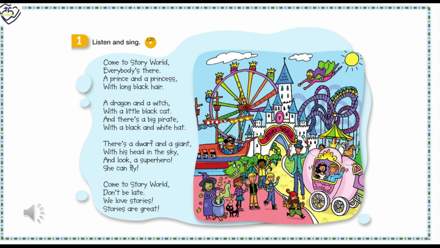Come to Story World, don't be late. Stories are great. Come to Story World, everybody's there. A prince and a princess with long black hair. A dragon and a witch with a little black cat. And there's a big pirate with a black and white hat. There's a dwarf and a giant with his head in the sky. And look, a superhero, she can fly. Come to Story World, don't be late. We love stories, stories are great.